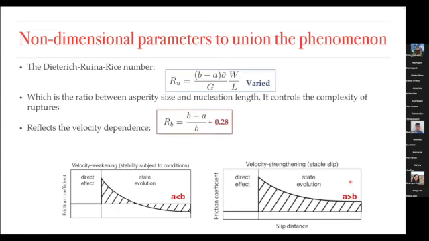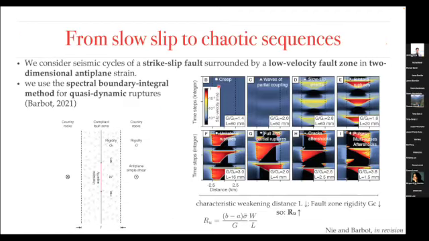First, we focus on the RU number. We fix the RB number at 0.28 for the velocity weakening domain, and we explore how the RU number controls the complexity of the rupture behaviors. So here is our model. We conduct a 2D strike-slip fault with a low-velocity fault zone, which has a rigidity of GC and a thickness of T. We use a spectral boundary integral method for a quasi-dynamic approach, with adaptive time steps, by the way.